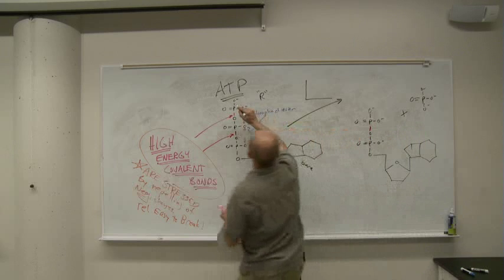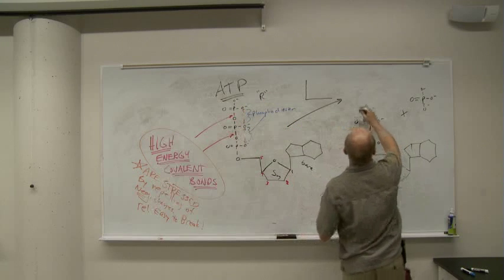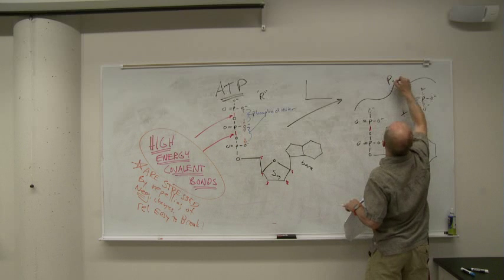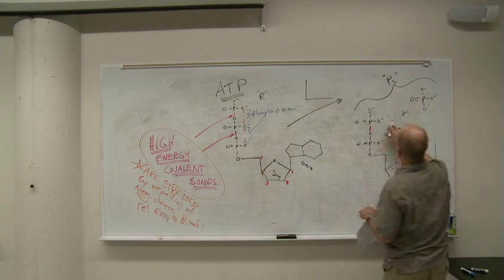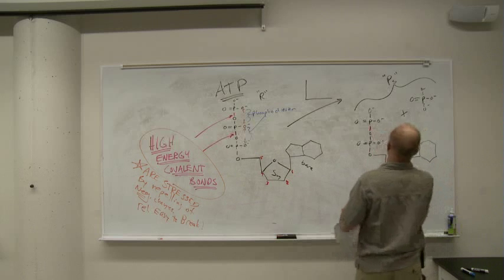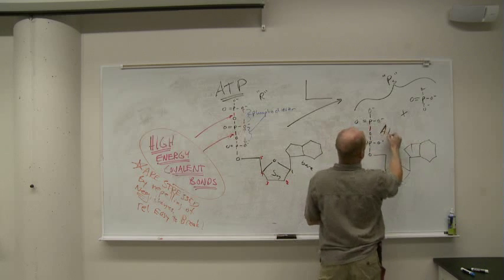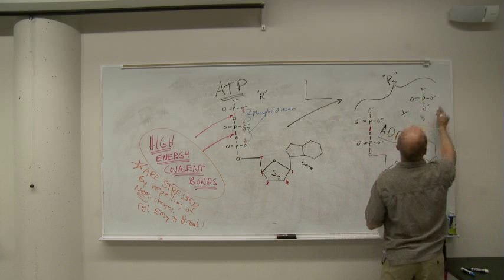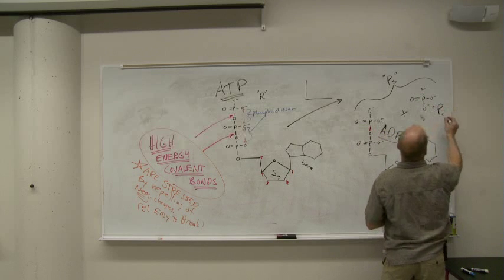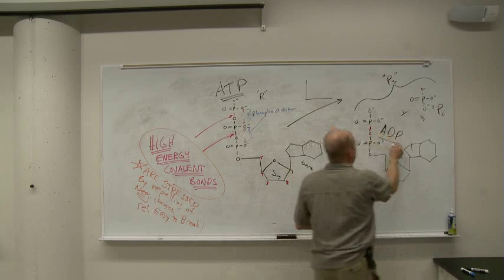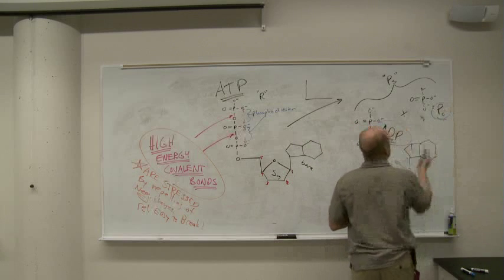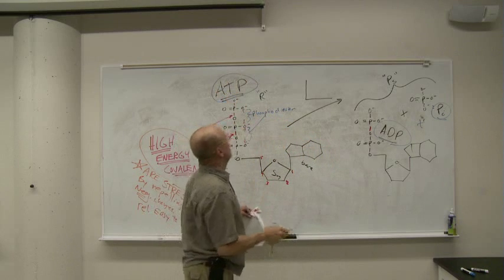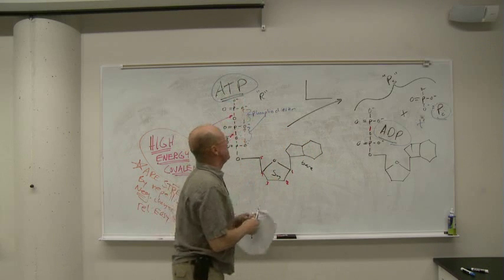This is ATP, which is the R of the reaction. These are the P's of the reaction. And this big guy here, we call ADP. This guy we call P sub i. So ADP plus P sub i are the products of the breakdown of ATP.